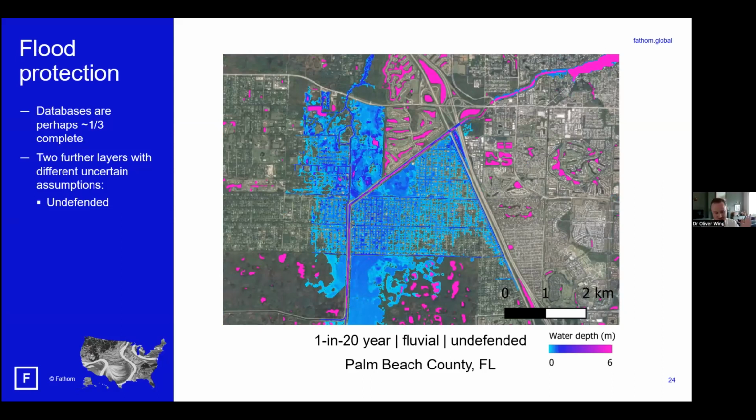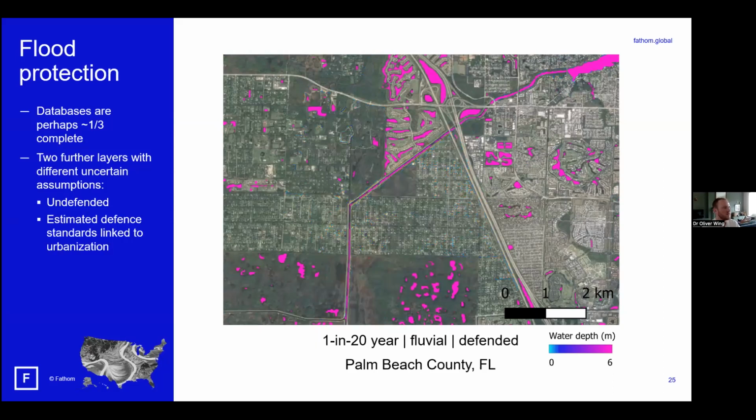So one assumption is we just use the undefended model here. The other assumption is that we link design standards to different levels of urbanization across the US, so that when rivers are flowing through relatively urbanized areas, we make some assumptions that the degree of urbanization is linked to a design standard. There's obviously a lot of uncertainty involved with doing that, but it means, for instance, here at your 20-year level, you're not getting any floods in this particular area.